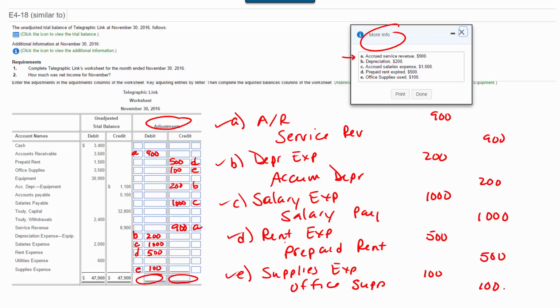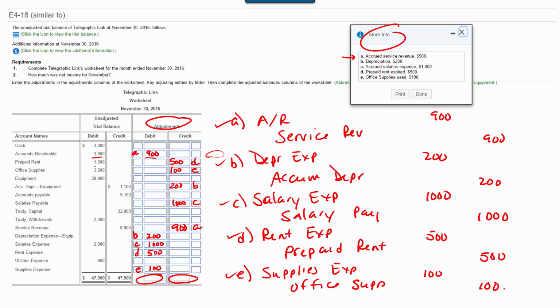And then when I get to the adjusted trial balance, I'm just taking the unadjusted and then adding or subtracting what I did in the adjustment column. So for example, in cash, I didn't do anything in the adjustments, right? So I take my $3,400, no debits, no credits, it's still $3,400. For accounts receivable, I started with a balance of $3,600, I debited another $900, so I would add those together to get the new balance over here.